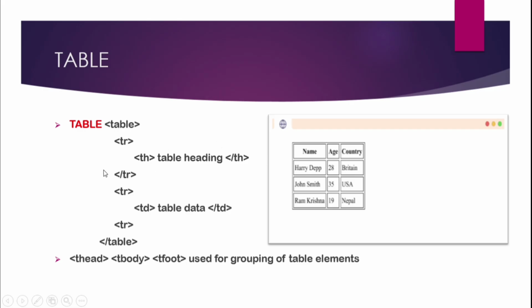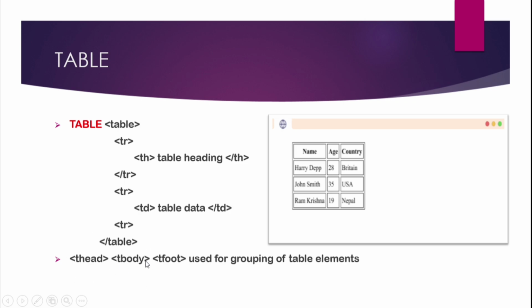And in the table we also have a grouping method. What is that grouping method? It is nothing but whenever we want to group any elements, then we have the main three grouping elements. One is the table head, where you can write the table headings. Table body, that is the table data that we can group by using the table body, tbody.